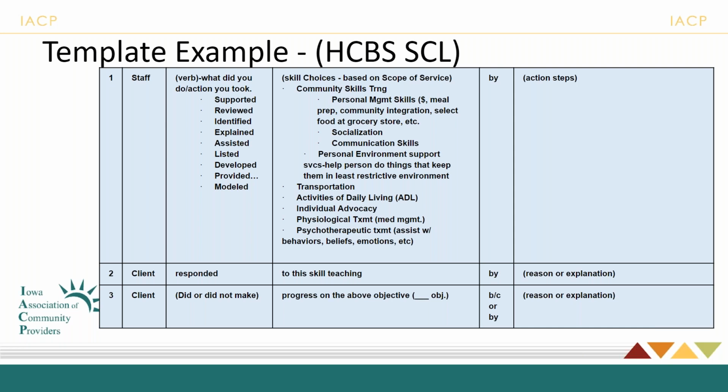So I supported Lisa in what skill? Was it an activity of daily living? Was it advocacy? What did I do? Was it personal management? So I supported Lisa in personal management by, and then you're going to look at your action steps again. What are my instructions? How am I going to help Lisa with this? And then I'm going to say how Lisa responded to it. Lisa responded to this teaching skill by, and whatever I did.